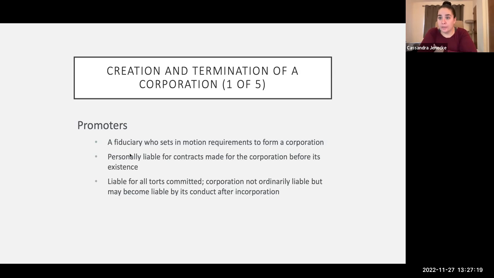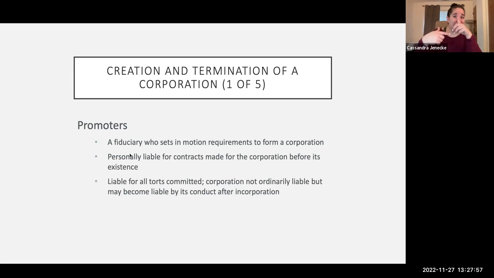Now, who helps create a corporation? Well, it's a promoter. So a promoter is a fiduciary who sets in motion the requirements to form a corporation. They are personally, listen to me again, personally liable for contracts made on behalf of the corporation before the corporation comes into existence. So promoters are typically paid pretty dang well because they are taking on a ton of personal liability pending the creation of the corporation. Now, they are liable for any torts that they commit, right? Those civil wrongs that we talked about at the very beginning of class.